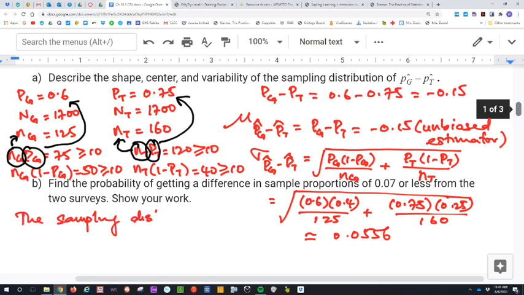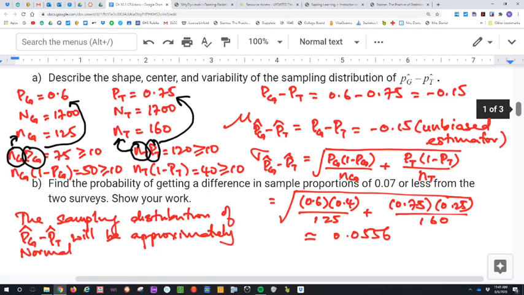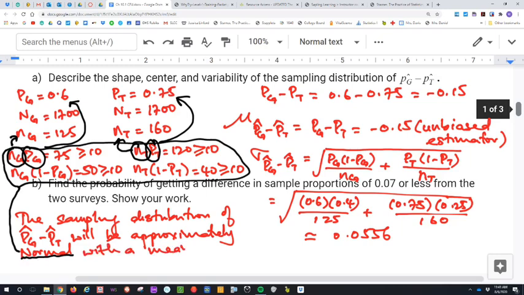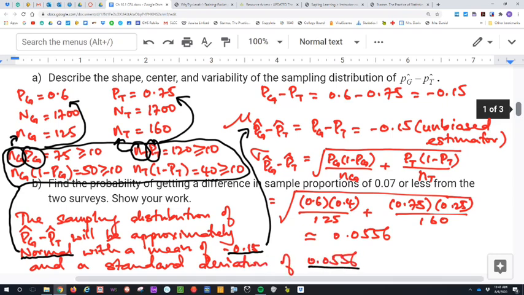So you can simply write it out. Describe it: the sampling distribution of the difference of two proportions, sample proportion PG minus sample proportion PT, will be approximately normal. And the approximately normal part comes from the condition N times P greater than or equal to 10, N times 1 minus P greater than or equal to 10, but you have to do it for both populations. So with a mean of negative 0.15 and a standard deviation of 0.0556.